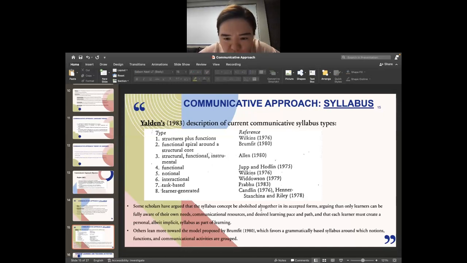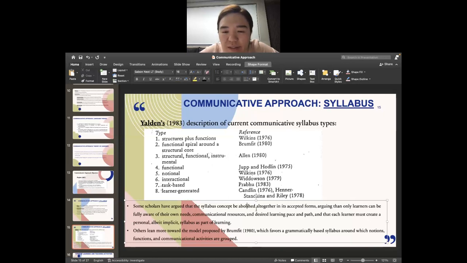But learners might be of different ages. That's why sometimes some learners cannot, of course, be aware of their own needs. In fact, it's also a debatable topic here.